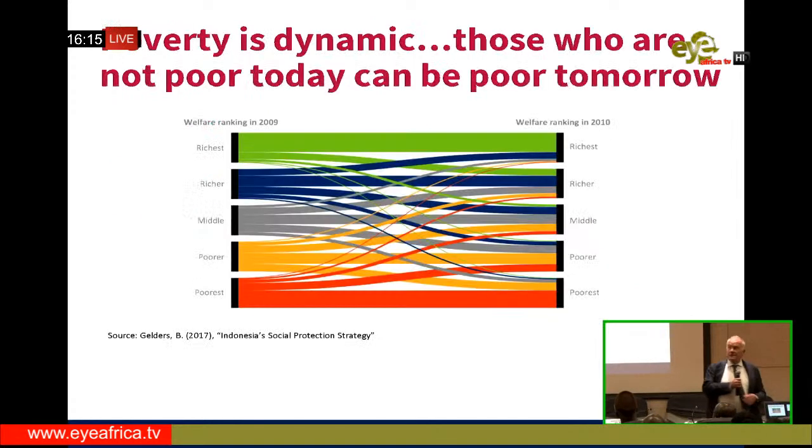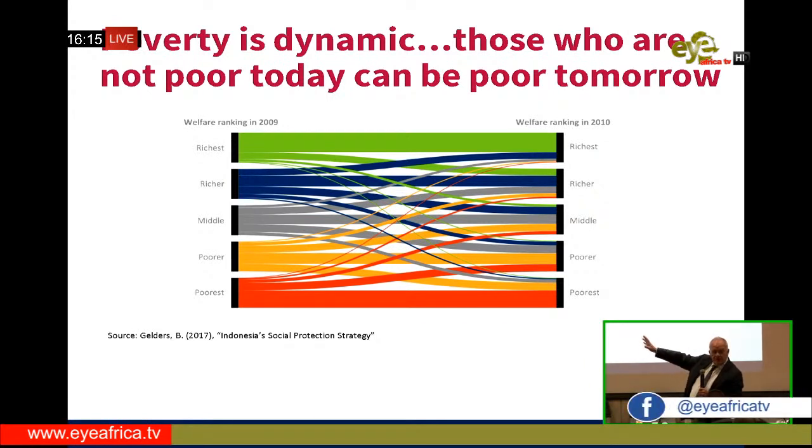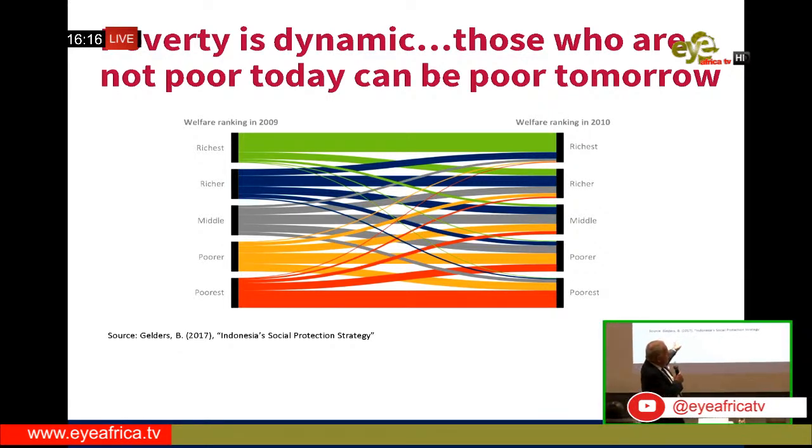And he gave this graph, which was done by one of my students, by the way, Björn Gelders, who calculated the changes between two years, 2009 and 2010, for all the poor and the rich and so on people in Indonesia. The poor people are the red people in 2009. And see what happened to the poor people in 2010. That's only 1 year later, right? It's not like 10 years later, no, it's 1 year later.